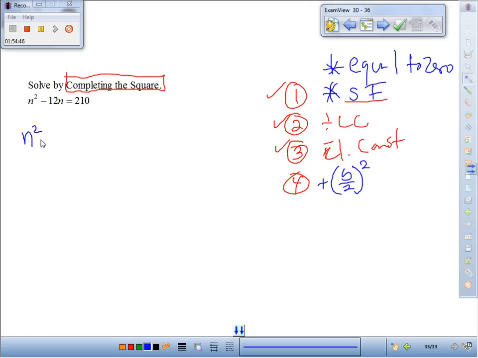So therefore, n squared minus 12n plus negative 12 over 2 squared. Look at this step. What is it? Add b over 2 squared. What was b? Negative 12.